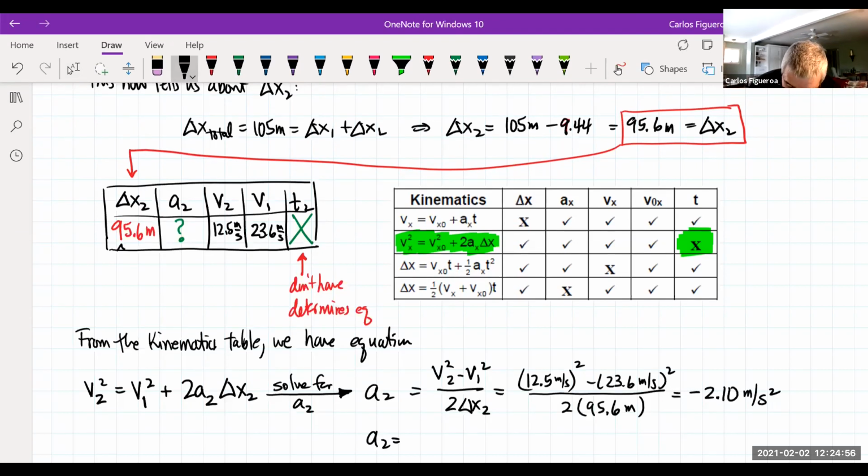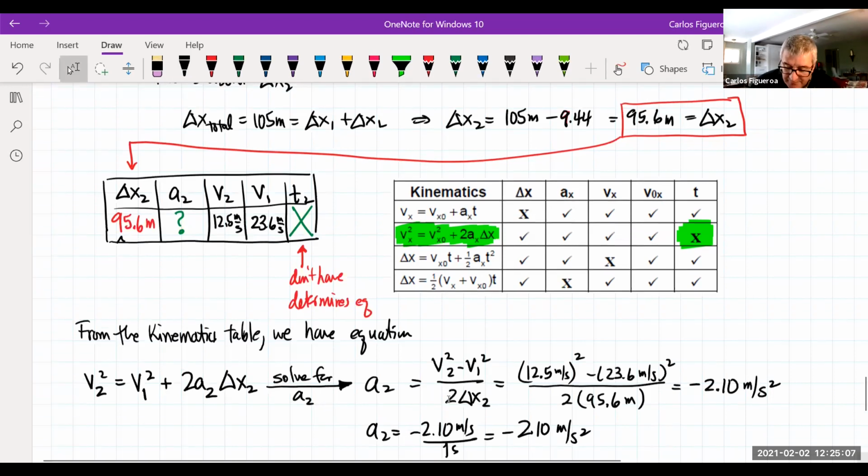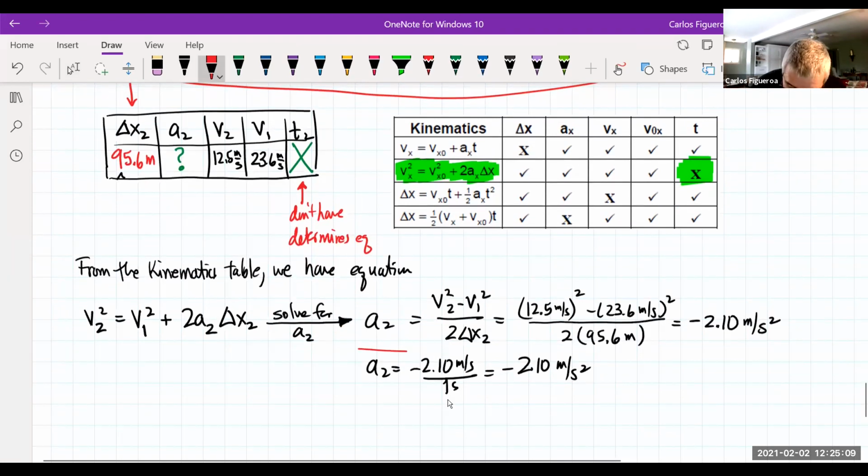So my acceleration is minus 2.10 meters per second every 1 second, or I can write this as 2.10 meters per second squared. There's my acceleration. And that's how I use the kinematics table right there.